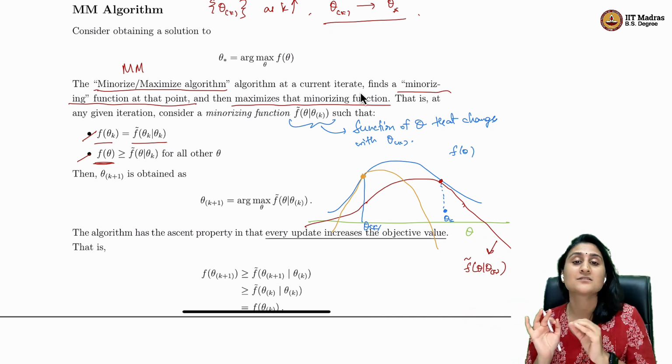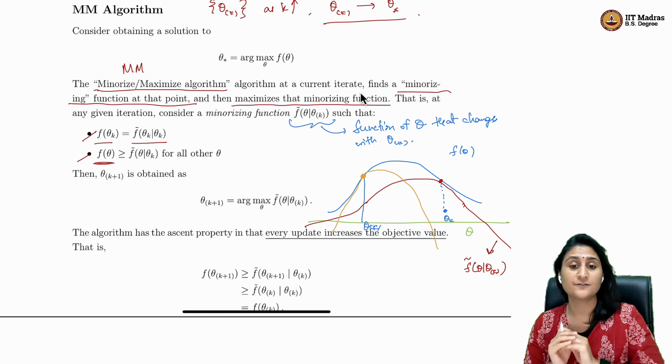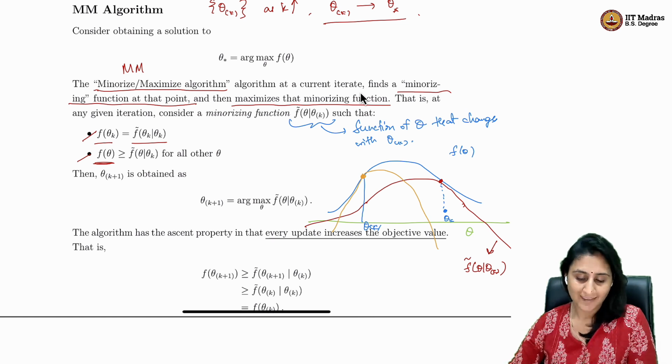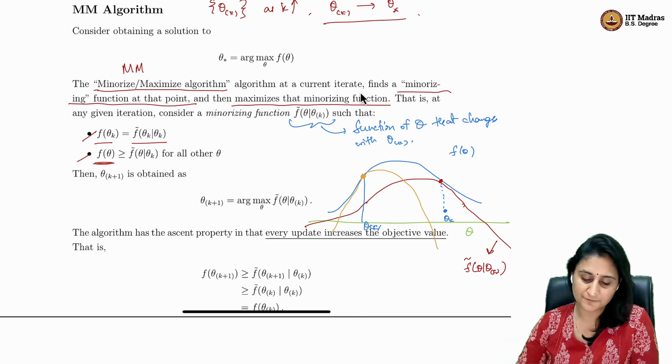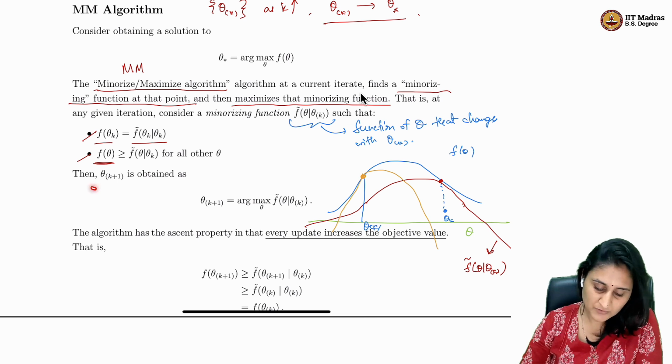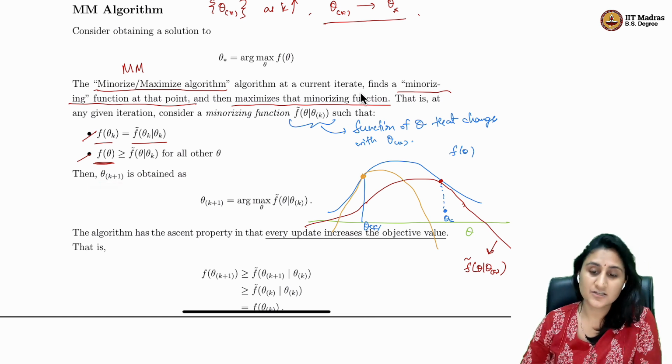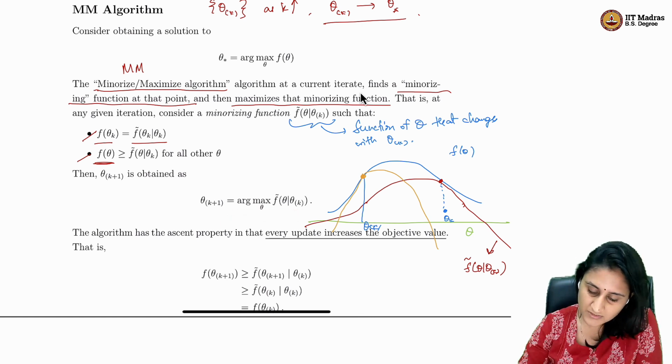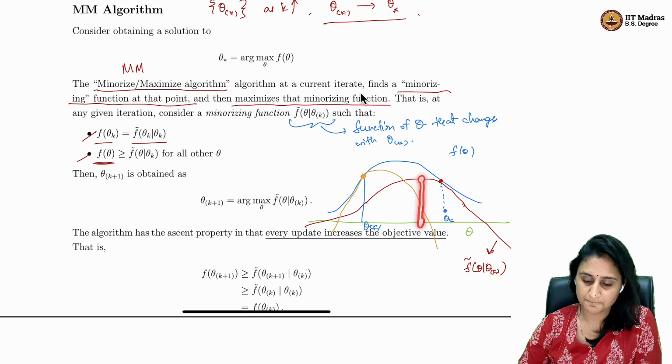And I'm going to make such functions. I want to try to find a function that's minorizing. And then once I've found a minorizing function, my next iteration, theta k plus 1, will be the argument that maximizes f tilde, the minorizing function. So in this particular case, this is where the maxima occurs. And so this value here would be theta k plus 1.